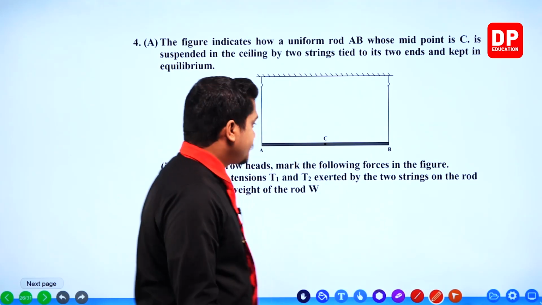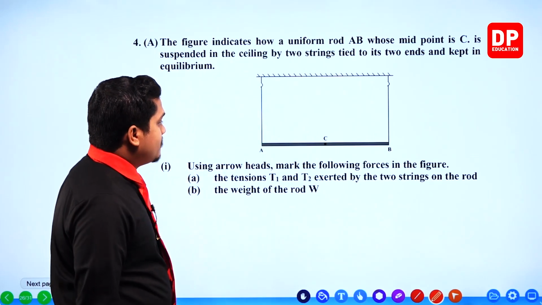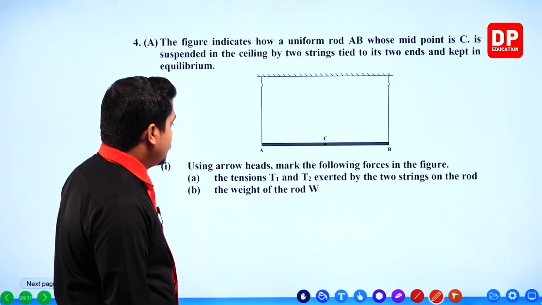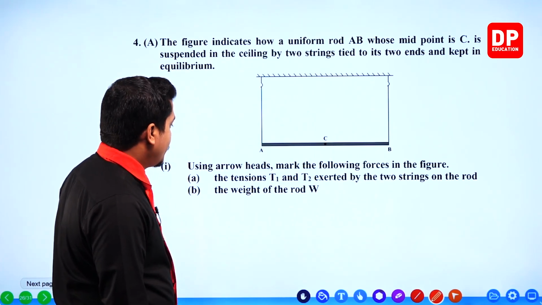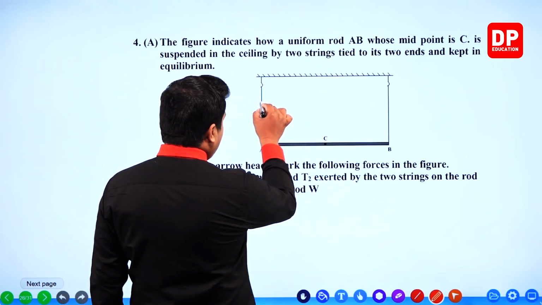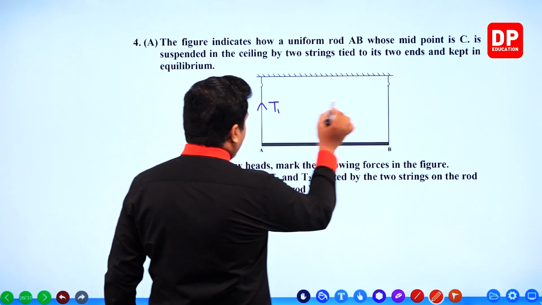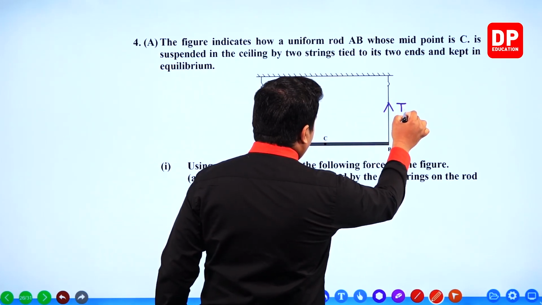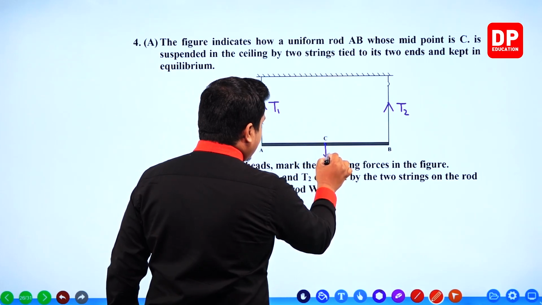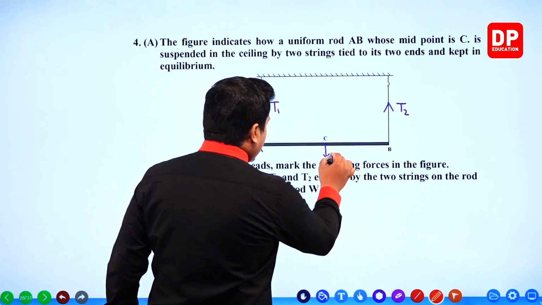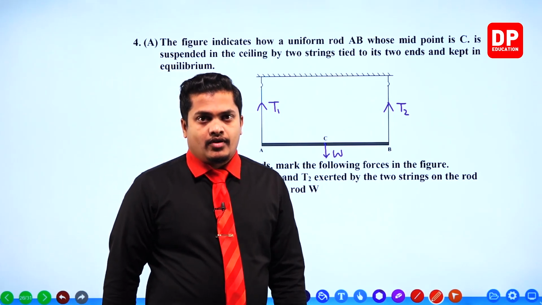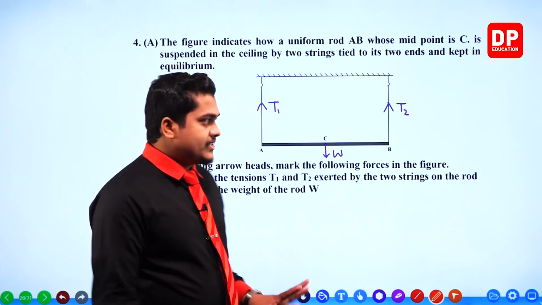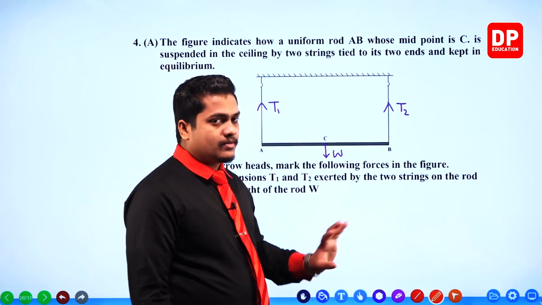Right. So using arrowheads, mark the following forces in the figure. The tensions T1 and T2 exerted by the 2 strings on the rod, and the weight of the rod W. So tensions are acting upward like this, T1, T2. Then the weight should come like this, W. These are the forces acting on the rod in the diagram.